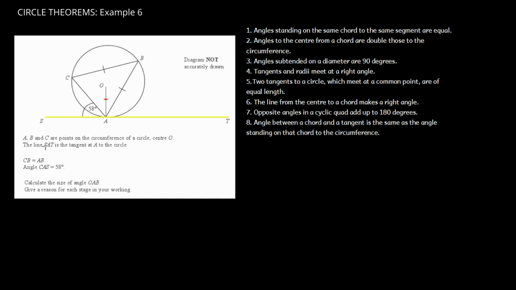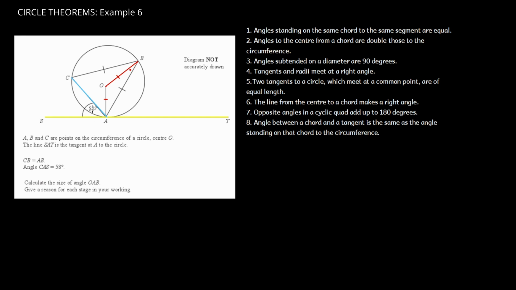Points on a circumference, and they've given us that this angle here between the chord and the tangent is 58 degrees. Let's mark that as a blue chord that's significant. Calculate the size of angle OAB. Well, let's put that other line in there, which of course is another radius. And let's mark the angle they actually want us to find, which is this one up here.